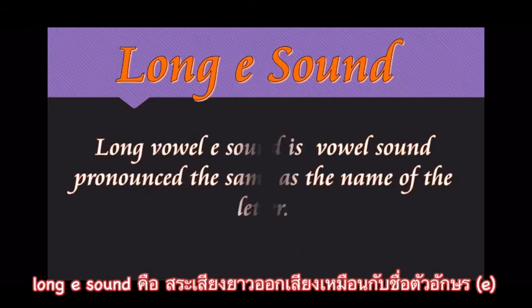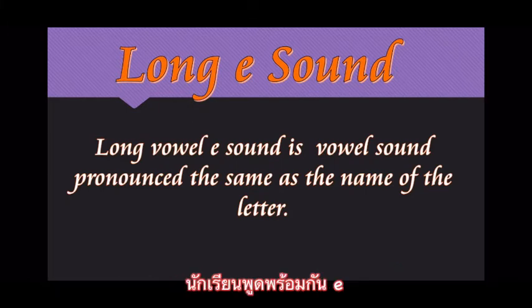Now, let's take a look at first with the long E sound. So the long E sound is a vowel that is produced the same as the name of the letter. So the long E sound is produced as E. Everybody say E. E. E. So that is the long sound of E.